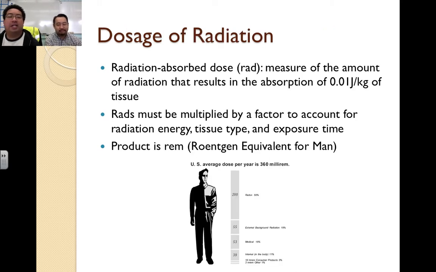Doses of radiation, radiation absorbed dose, or RADs, are measures of the amount of radiation that results. So what you wind up doing is checking for the RADs, and these are multiplied by a factor of how much radiation energy is absorbed by the tissue, what kind of tissue, and how much exposure you've had. The product is the REM, the Röntgen equivalent for man. In other words, the acceptable amounts of radiation that a body can absorb over a given amount of time.